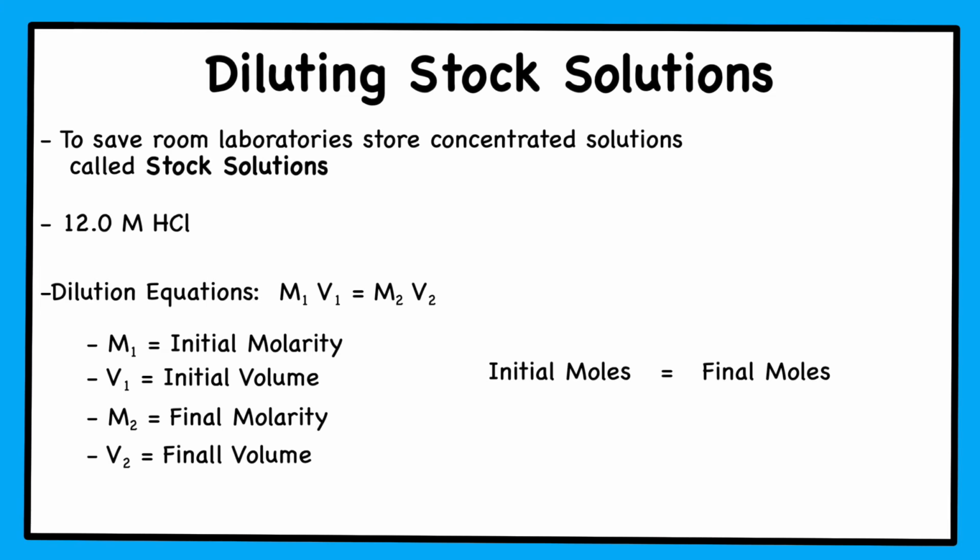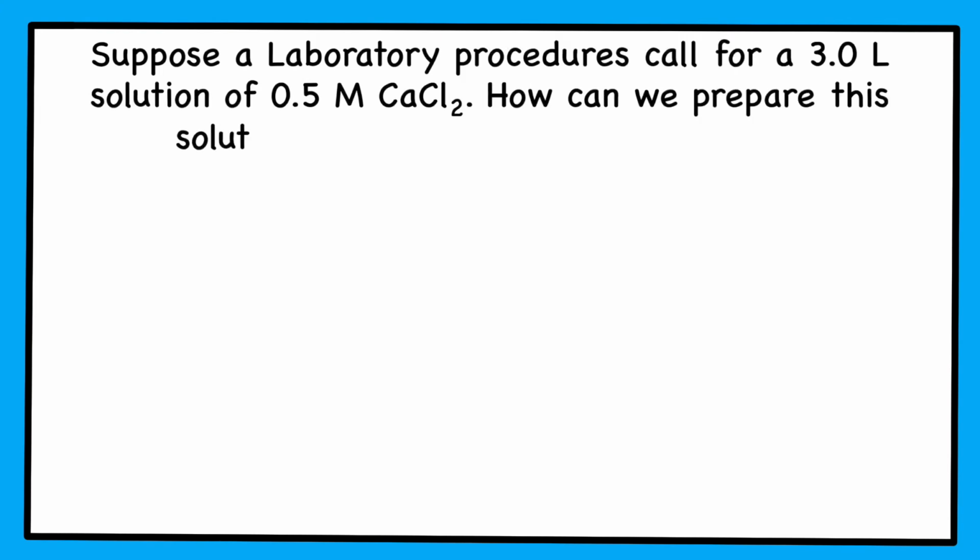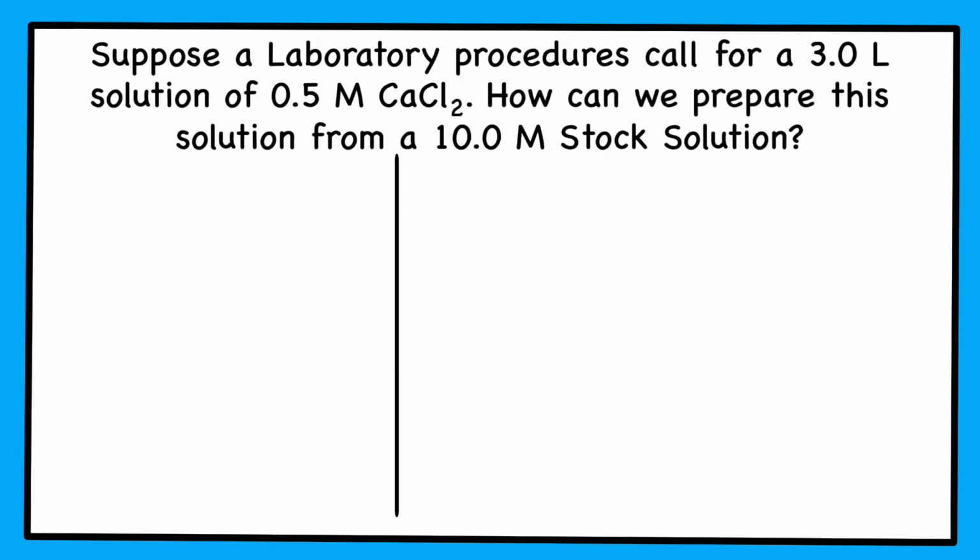So, how does this look when given a problem? Here's an example of a practice problem. Suppose a laboratory procedure calls for a 3.0 liter solution of 0.5 molar calcium chloride. How should we prepare a solution from a 10.0 molar stock solution of calcium chloride?